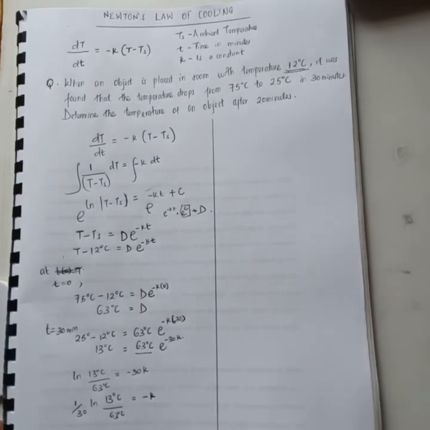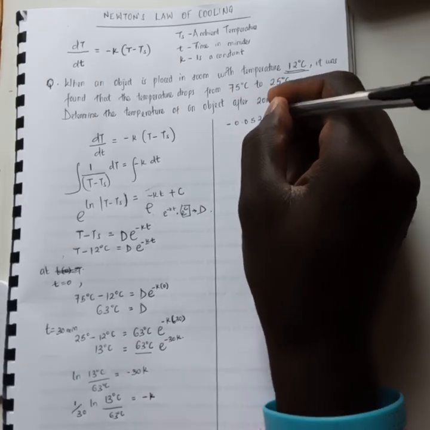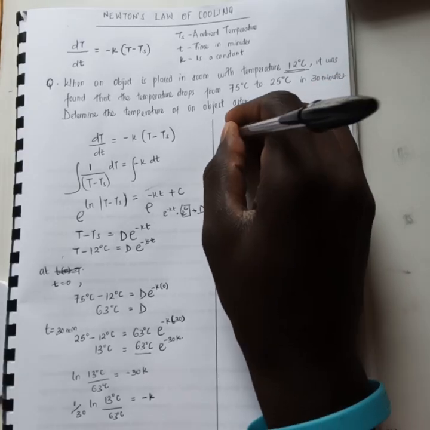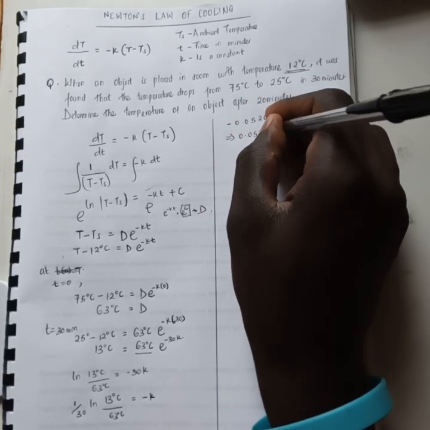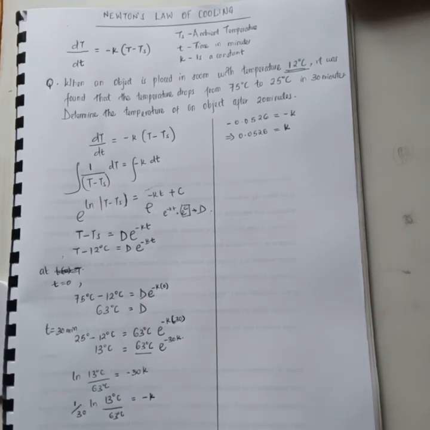From that point, we find the ln of that. So ln of 13 over 63 is going to give us negative 1.578, and we divide that by 30. We get negative 0.0526, which is equal to the negative of k. This implies that 0.0526 is equal to k. I hope up to that point we are together.